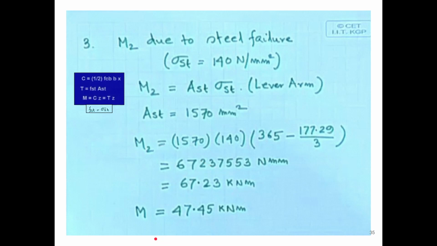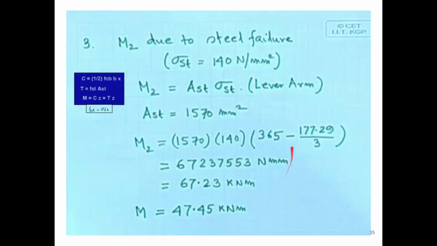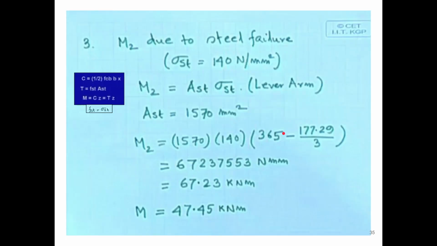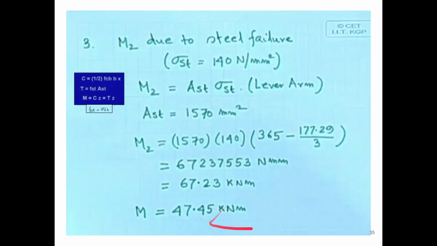So the moment carrying capacity of concrete through compression, which is 47.45 kilonewton meter, is less than the moment carrying capacity of steel through reinforcement, that is tension, which is 67.23. So 47 is less. That means the moment carrying capacity of the RCC section is always taken as the lower of the two. So we can say that capital M is equal to 47.45 kilonewton meter.